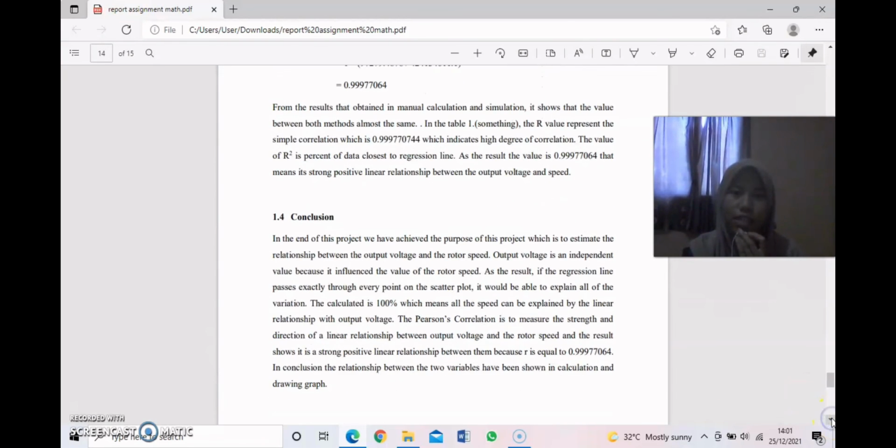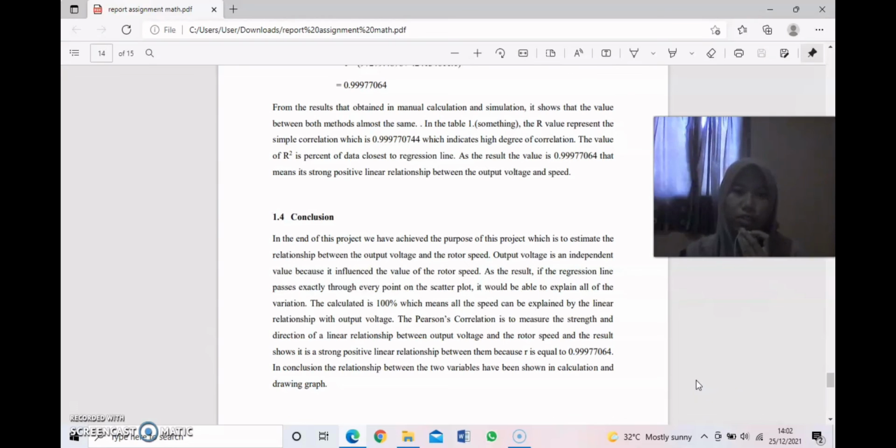Next, the conclusion for our assignment. We know how to estimate the relationship between the voltage and speed. We also know how to distinguish the independent variable and the dependent variable. And the regression line we also get from the simulation in Excel software. And for Pearson correlation, we also get it from manual calculation and data simulation. The values are similar, so there is no difference between the results of the formula.